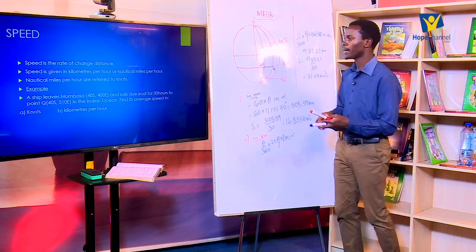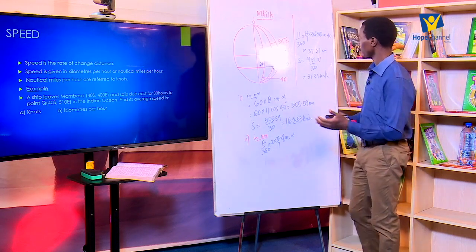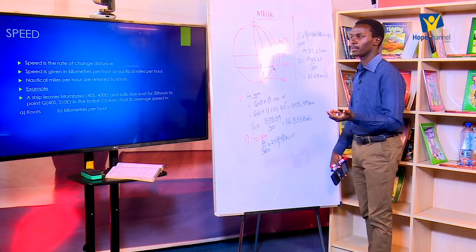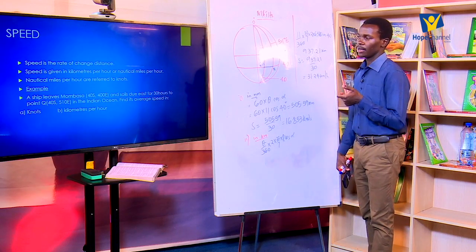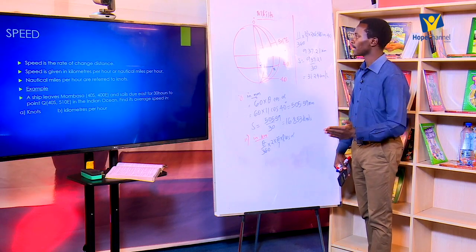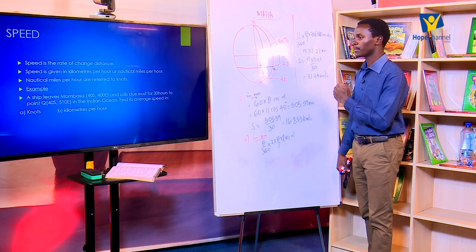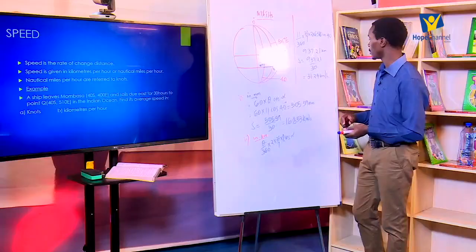31.24 kilometers per hour. After getting that, that is what you're supposed to do, because you first of all need to borrow the concept of along the small circle and along the great circle, so that you know when to apply which formula. And then after getting that, you do the correct multiplication and division to get the speed in knots or in kilometers per hour.